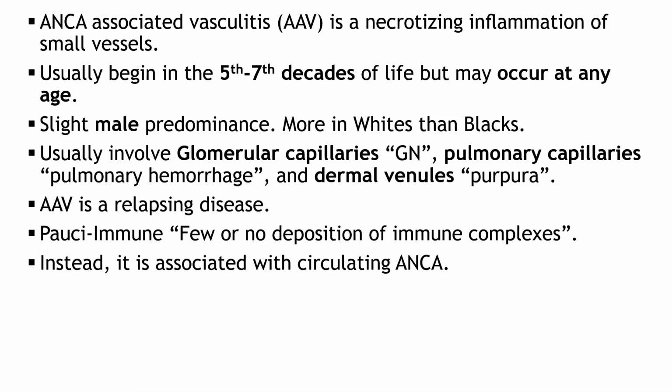So ANCA associated vasculitis is a necrotizing inflammation of small vessels. It usually begins in the 5th to 7th decade of life, but it may occur at any age. There is a slight male predominance and it occurs more in whites. Usually, it involves glomerular capillaries causing glomerulonephritis, pulmonary capillaries causing alveolar hemorrhage, and dermal venules causing vasculitic rash or purpura.